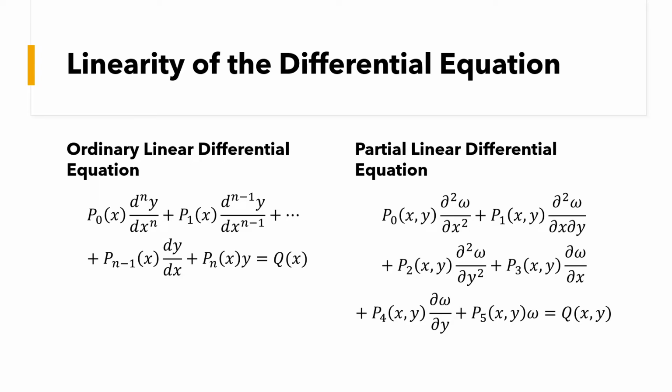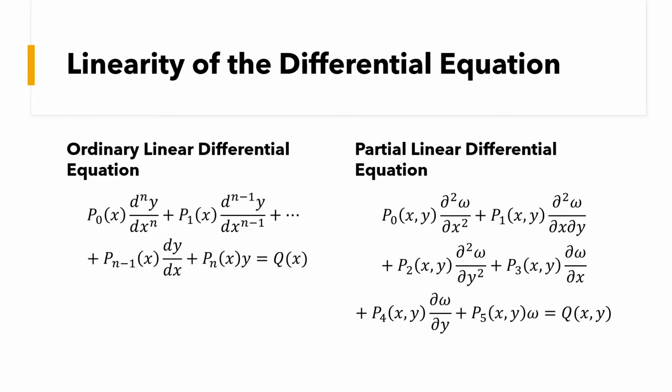the form must be p sub 0 of x multiplied to d raised to n y over dx raised to n, or the nth derivative of y with respect to x, plus p sub 1 of x, a function of x again, times the n minus 1 derivative of y with respect to x, and so on, up until p sub n minus 1 of x dy over dx, then plus p sub n of x multiplied to y is equal to q of x.